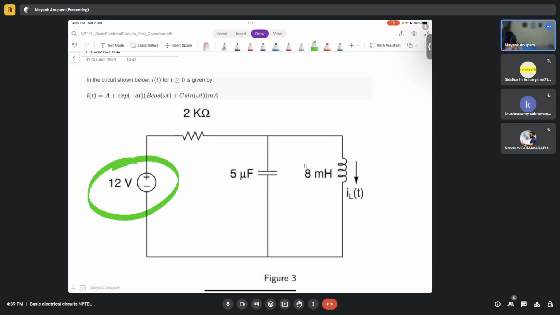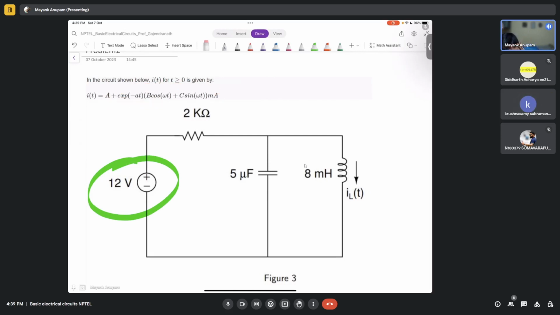So what is this A here? By the way, can you identify the two terms here, forced and natural? A arises due to the kind of input you are giving to the system. So this is basically forced, right? And this is natural, right?